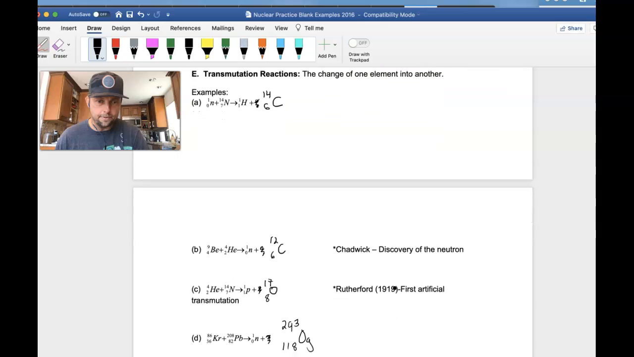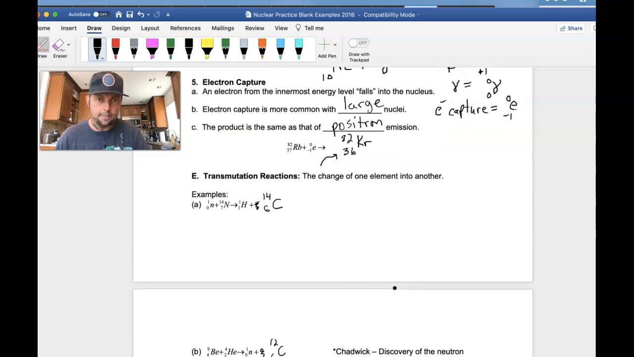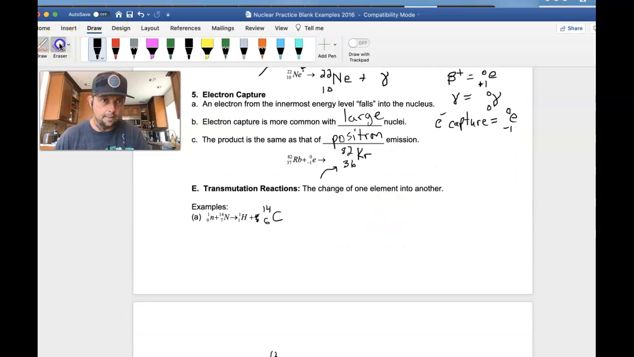For all of these, it's very worthwhile to have a periodic table. And I'm going to erase the answer to this one and see how we got carbon 6, 14. Okay, so if I look at a neutron being bombarded into nitrogen 14, it looks like a proton or a hydrogen nucleus is made, which is the same thing as a proton.